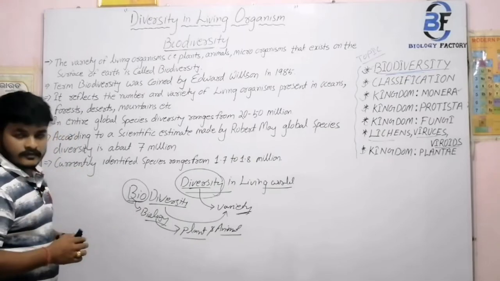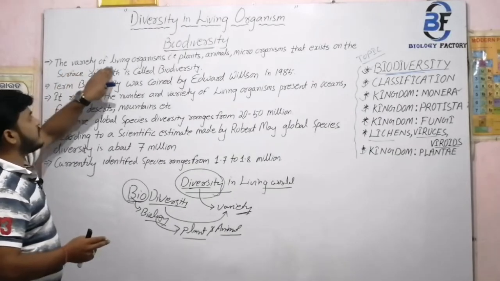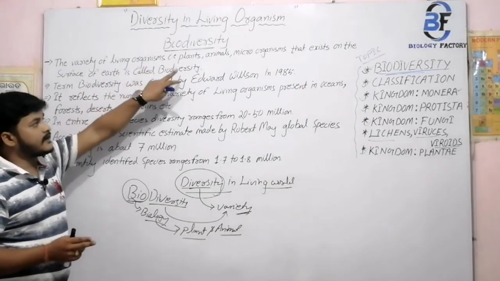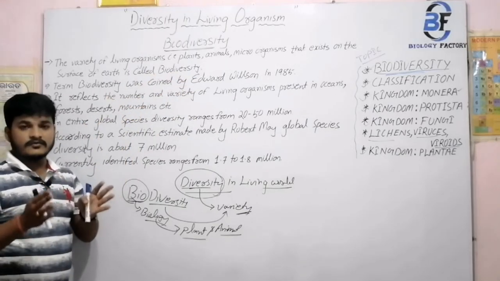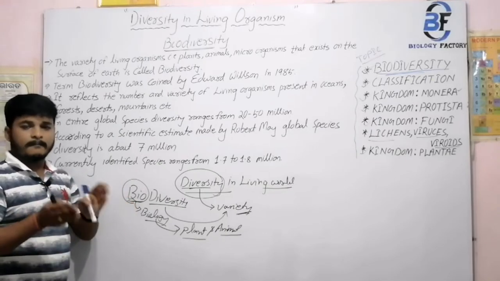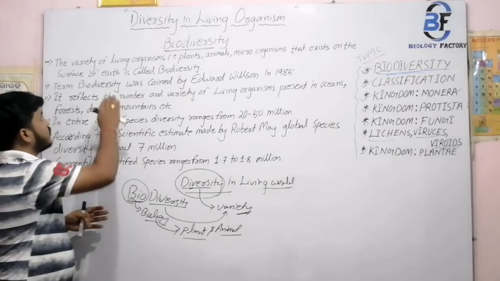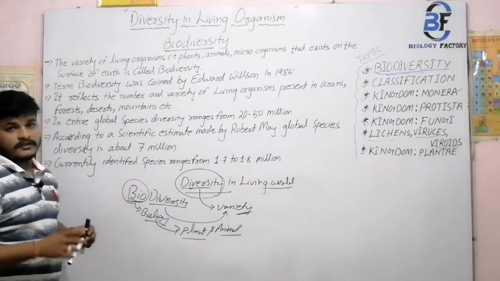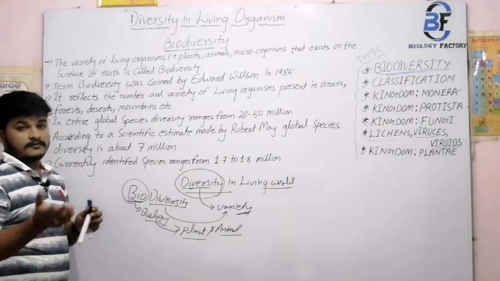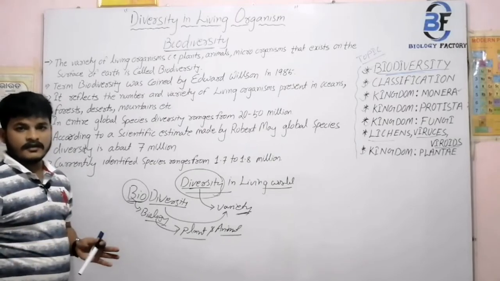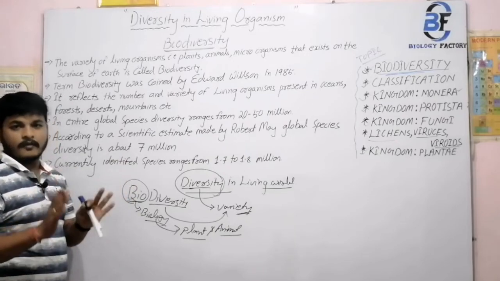What is the definition of biodiversity? Biodiversity is the variety of living organisms, that is plants, animals, and microorganisms, that exist on the earth. All these things which exist on the surface of the earth are included in biodiversity. Bio means animals and plants both, and diversity means variety. Hope this term is clear to all of you.